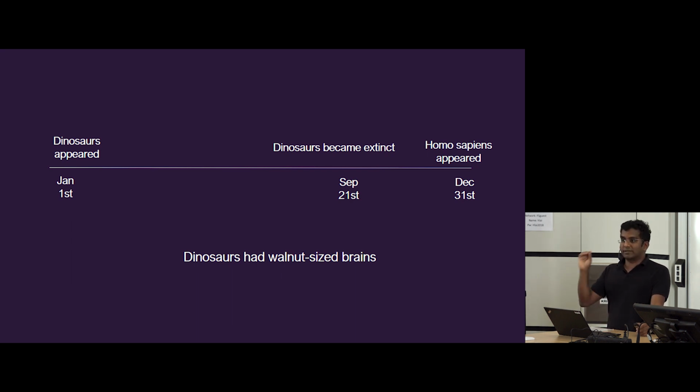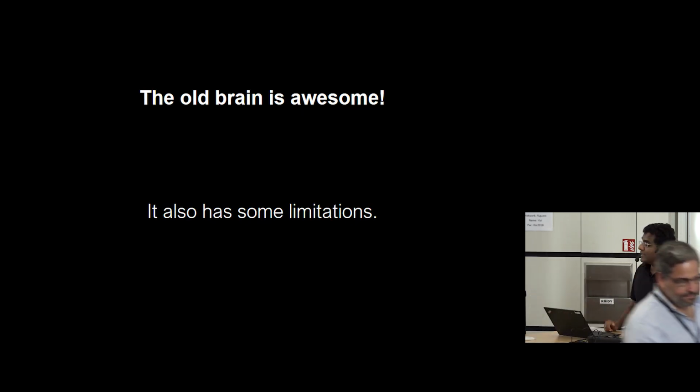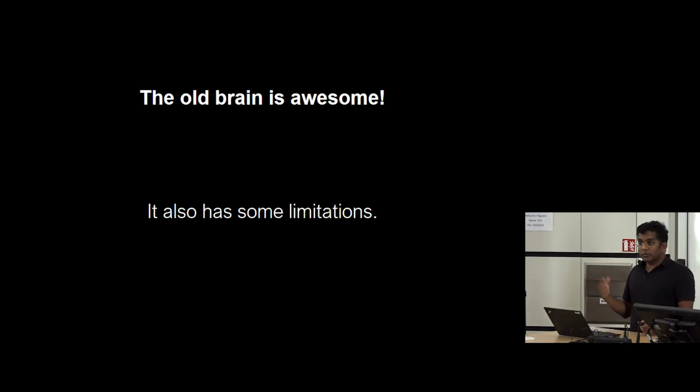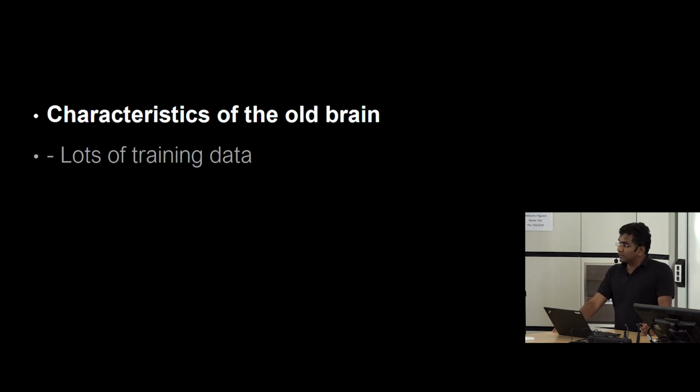And they had just a walnut-sized old brain. They did not have anything that we call intelligence and adaptability as the hallmarks of intelligence that we consider. So old brain is really awesome and confuses people about what intelligence is, but it has also many, many limitations.